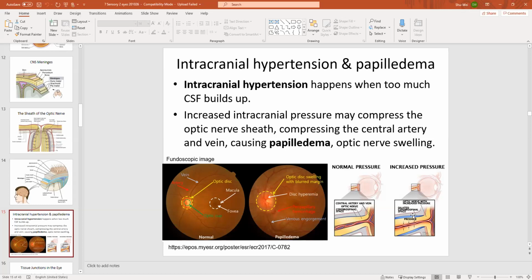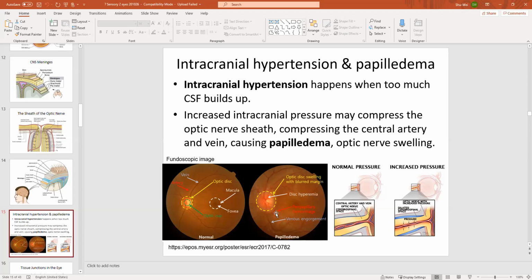You will see that this will fill with fluid. With this extra fluid surrounding the optic nerve, it will provide pressure to squeeze the optic nerve and eventually squeeze the central artery or central vein. Then it will cause damage in this area, and that will cause swelling of the head of the optic nerve, including the optic nerve disc.